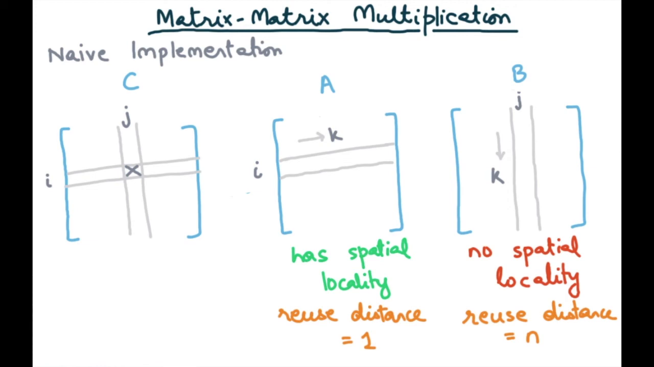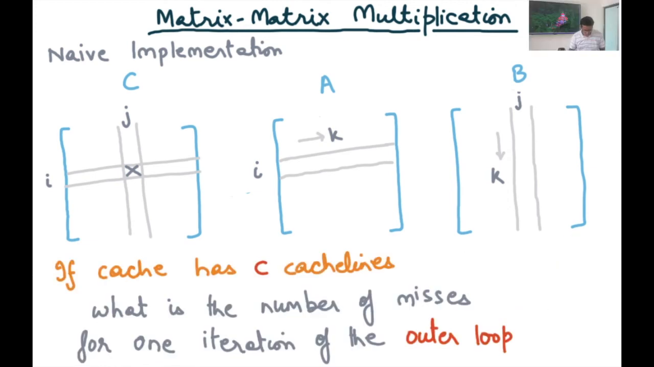Okay, all right. So if the cache has C cache lines, what is the number of misses for one iteration of the outer loop? Now let's try to make this slightly more nuanced and say that the cache has some finite size, and let's say it has C cache lines.